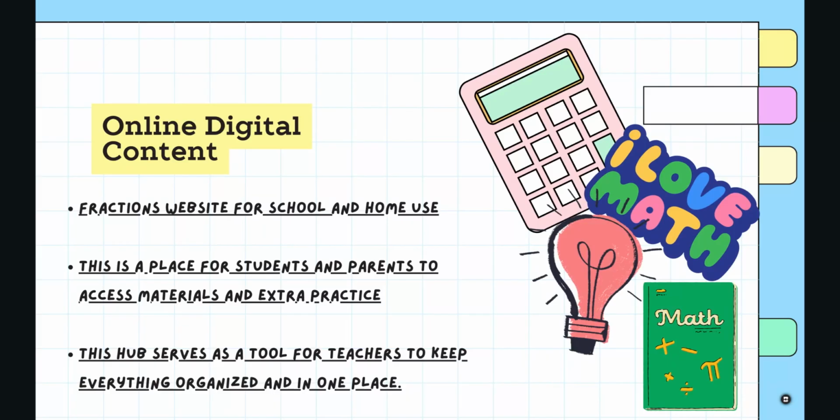Outlines the 3 objectives. Provides links for all of our resources. Gives students an overview of what handouts are expected to use. And that is an example. This can be helpful for both students and parents again. This is a place for students and parents to access materials and extra practice. This hub serves as a tool for teachers to keep everything organized and in one place.